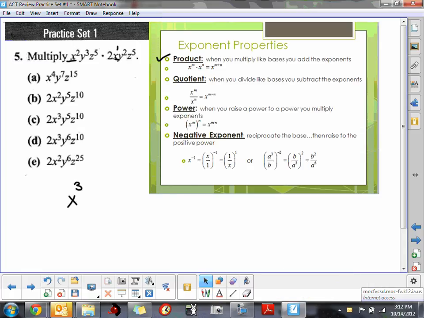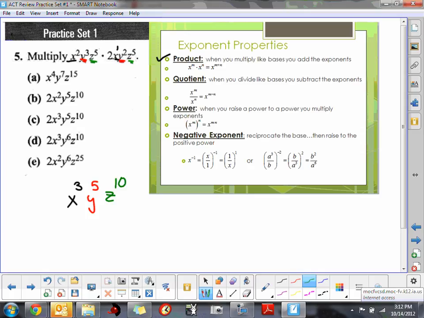The next like base that I have is y. I have a y to the third here and a y to the second there. Those are like bases, and we're multiplying this whole expression together. So that's going to be y to the 2 plus 3, which is 5. Our other like base is z. It's z to the 5th times another z to the 5th. We take our exponents, 5 and 5, and add them: z to the 10th.